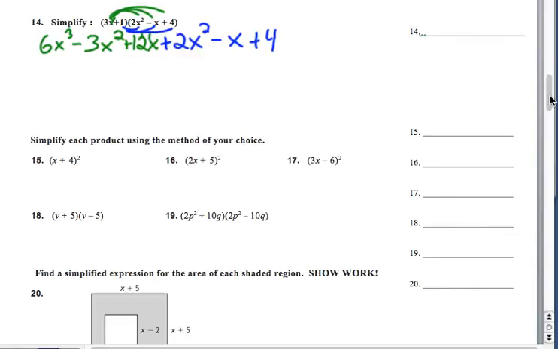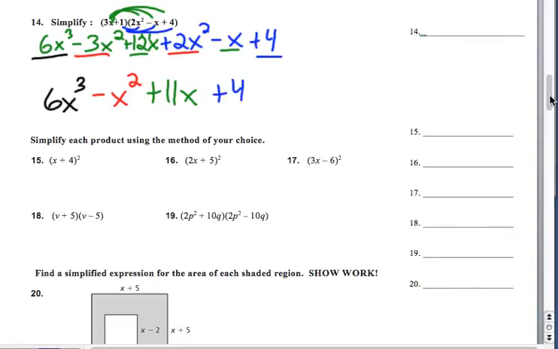Okay, once we get to this stage of the game, now we start combining our like terms. We have the 6x cubed, and there's no other x cubed terms, so I'm just going to leave that one. My x squared terms: negative 3x squared plus 2x squared. So negative 3 plus 2 is negative 1, so we'll have negative 1x squared. 12x minus 1x is 11x. And then the lonely 4 at the end.